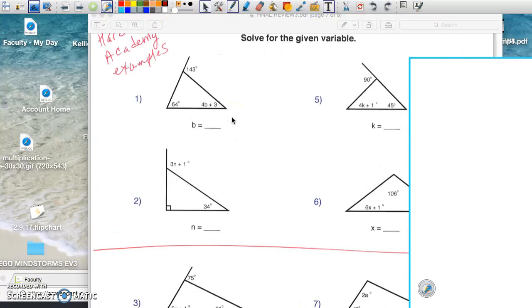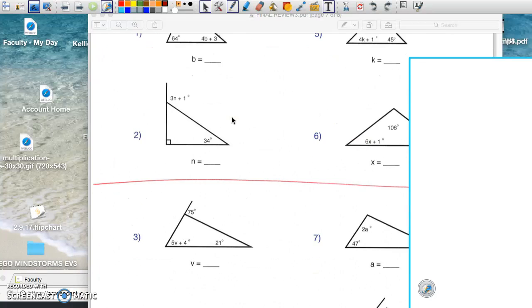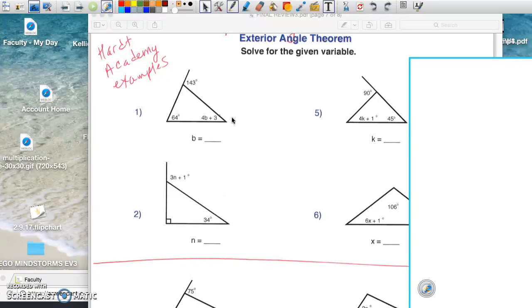Our next page, exterior angles. Now, let's see how much time I have on this video. I've only got 2 minutes left on this video. So I think what I'm going to do is go ahead and stop this video and do a part 3.